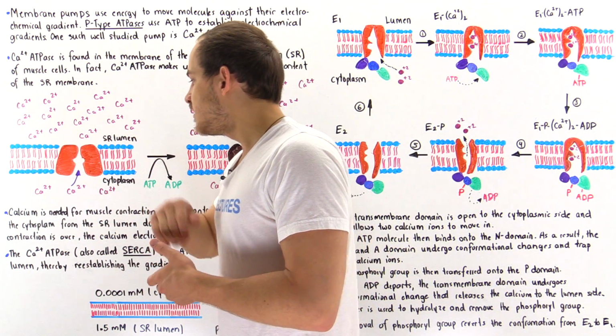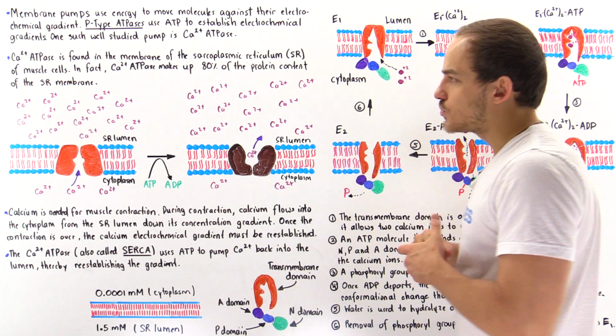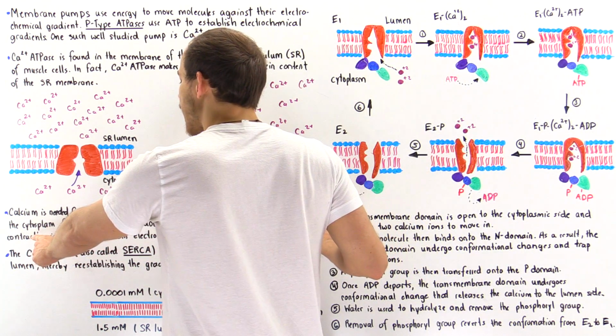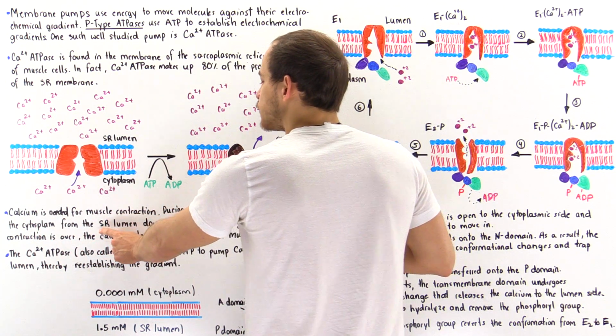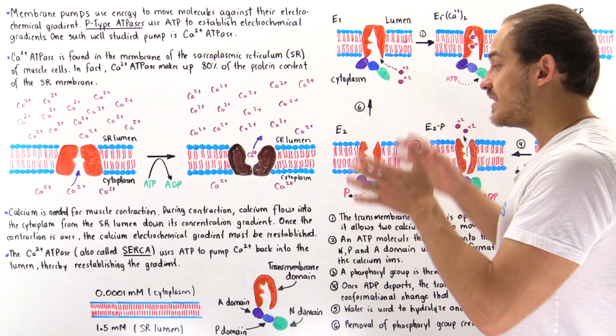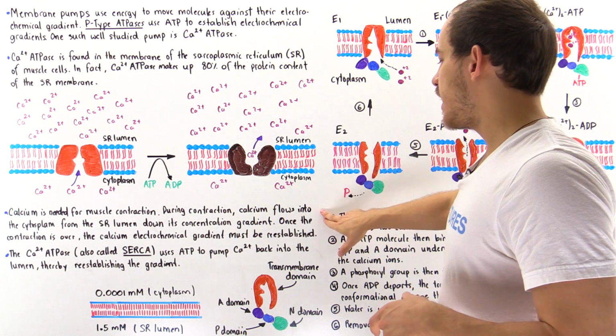So we see that calcium is needed for muscle contraction, and during contraction, calcium flows into the cytoplasm of the cell from the sarcoplasmic reticulum lumen down its concentration gradient.